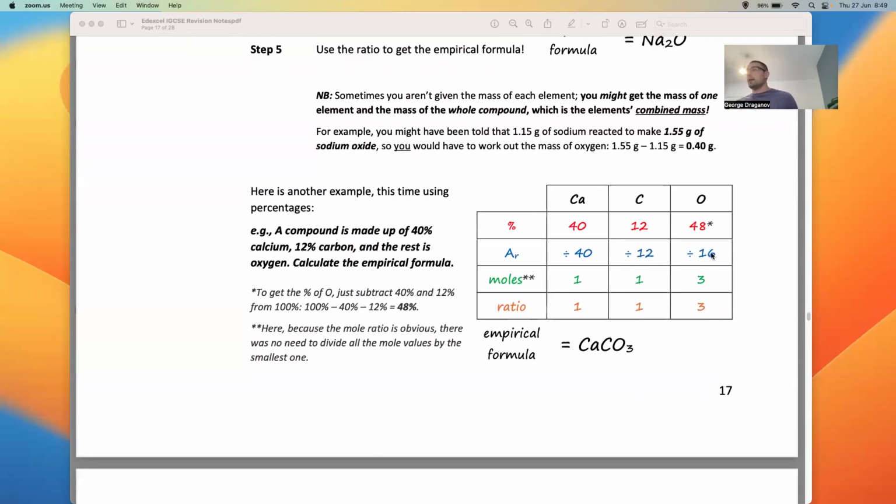So divide each one by their AR, and you get the moles. And as you can see, 1 to 1 to 3 is already its simplest form, so you don't even need to divide any further. So the answer will be Ca1C1O3, which is the formula you see here.